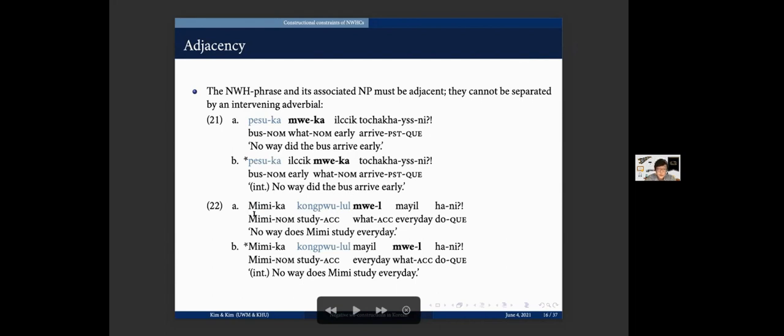And also in 22A, 미미가 공부를 뭘 매일 하니? This sentence is a well-formed sentence, but in B, 미미가 공부를 매일 뭘 하니? This is ungrammatical because also here, the adverbial expression 매일, every day, cannot intervene between the NWH phrase and its associate NP, 공부를 here, study.